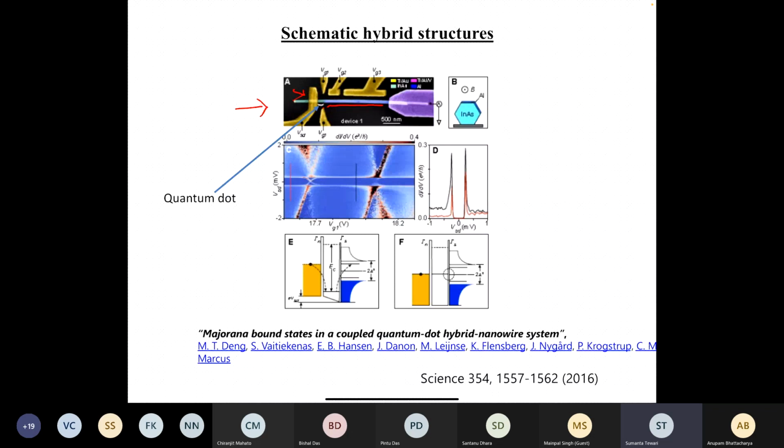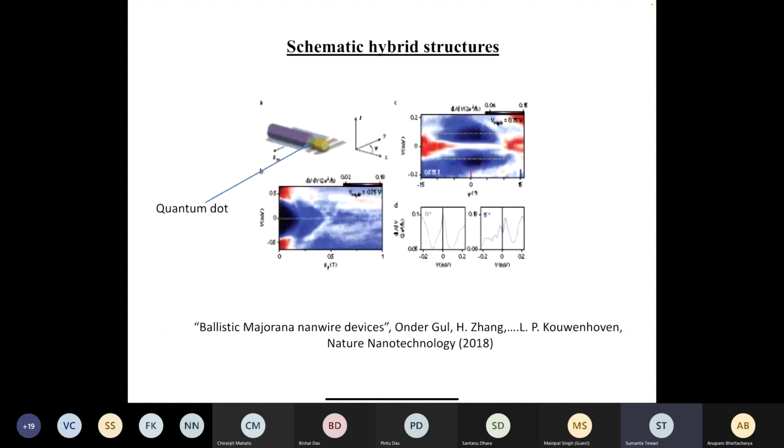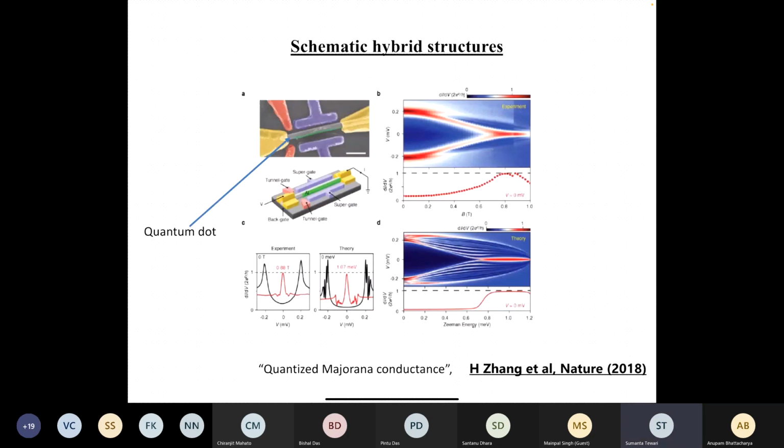So there's a quantum dot created there, and it turns out that quantum dot cannot be avoided. This band spectrum picture that they use shows that this quantum dot cannot be avoided in any of these structures. For instance, there is a quantum dot over here. It's from a different experiment. There's another experiment, and again there's a quantum dot over here.